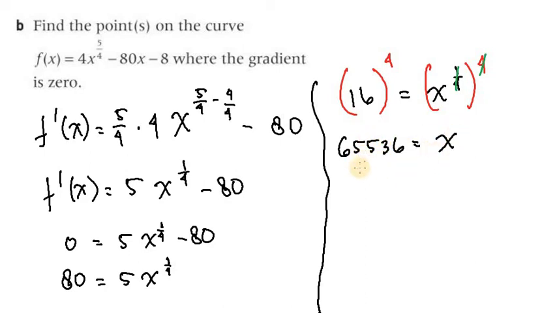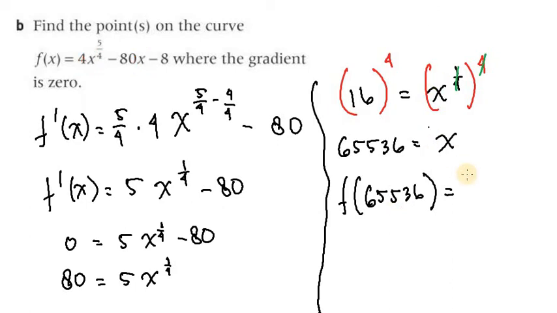So this is our x. Because the question is to find the point, we have to find the y coordinate. We only get the x coordinate. We just need to input the x, 65,536, into the original equation here, f(x) equals and so on. So f(65,536) equals, just change the x over here into 65,536. Input it in your calculator.